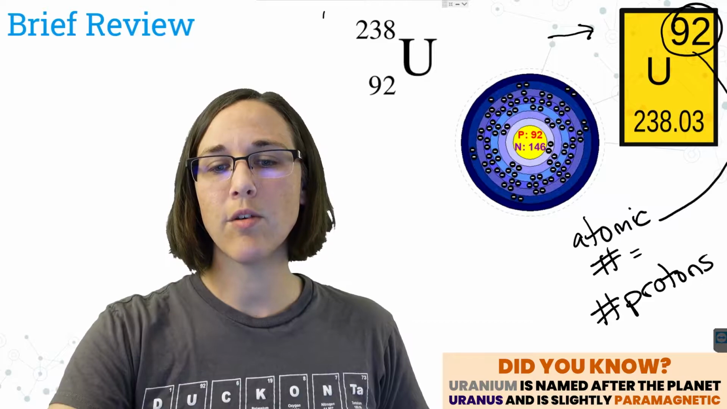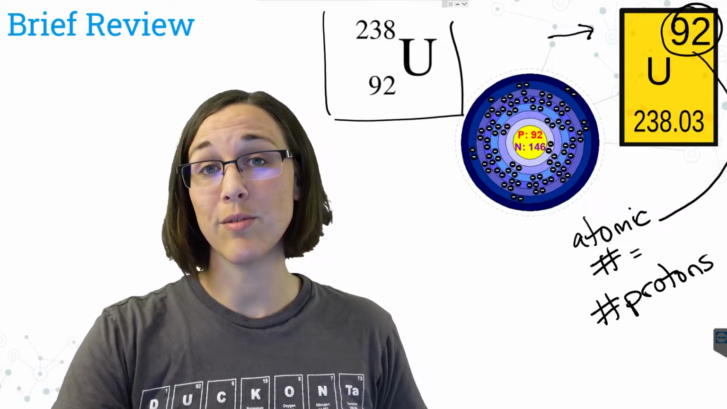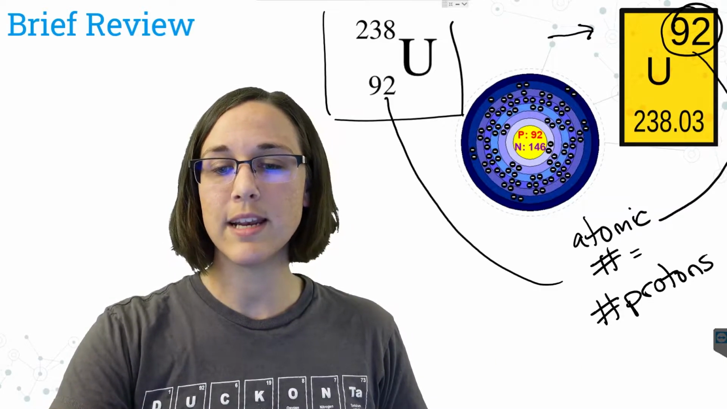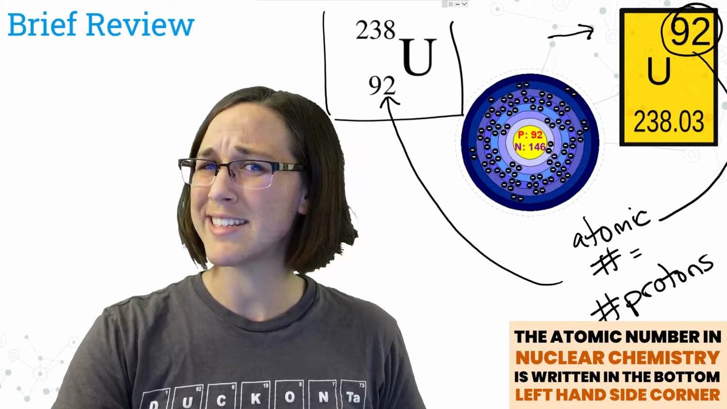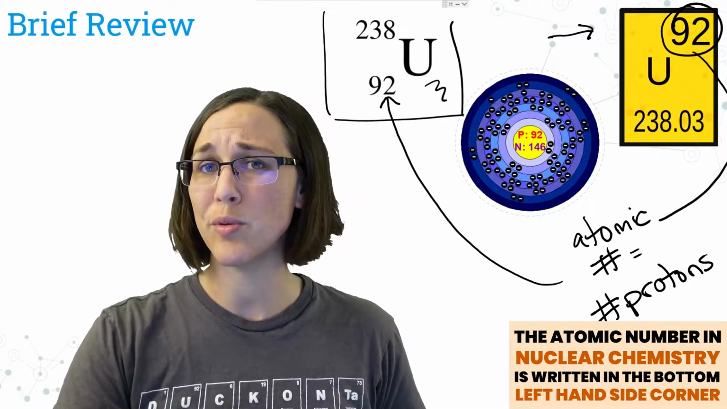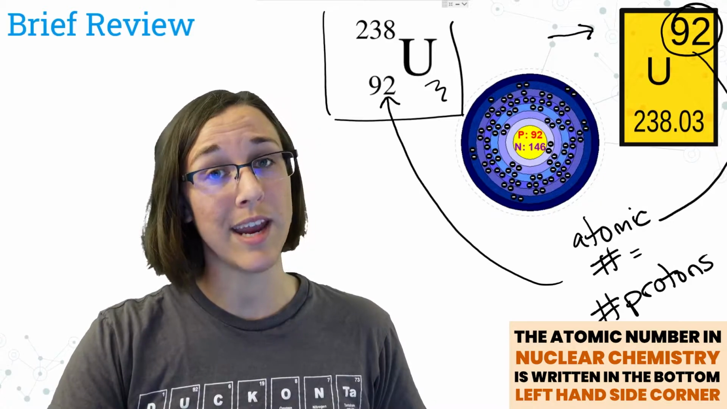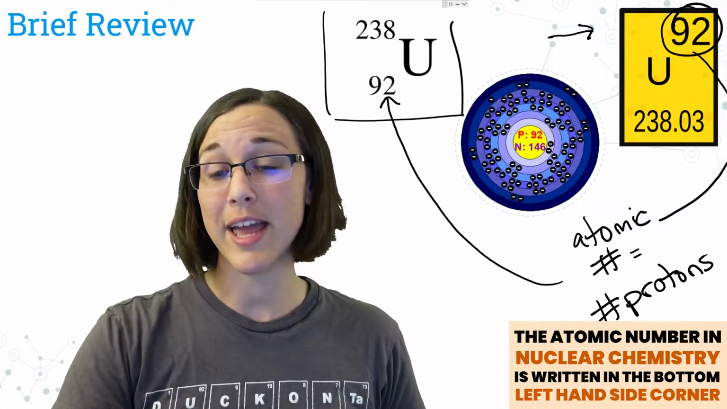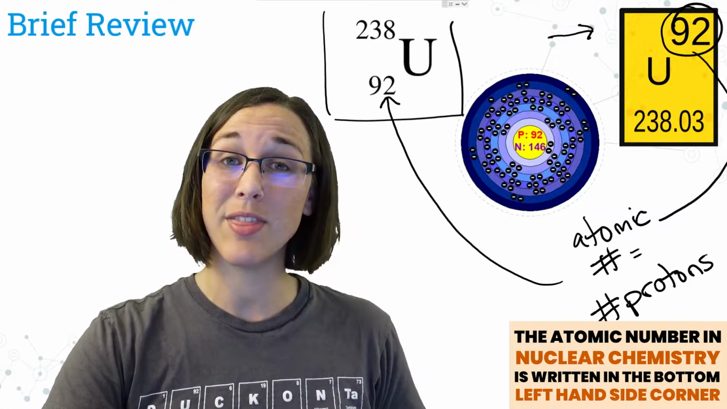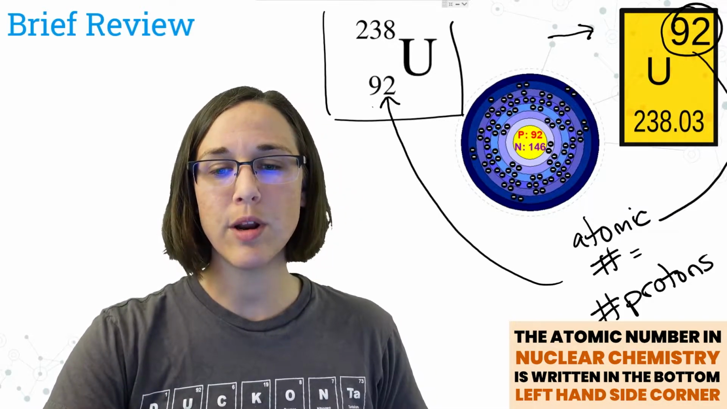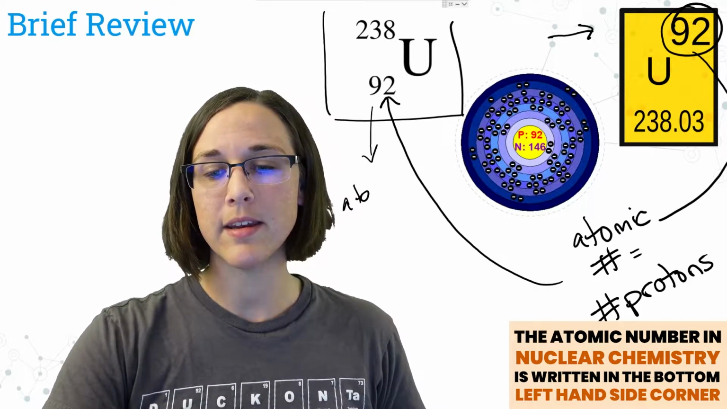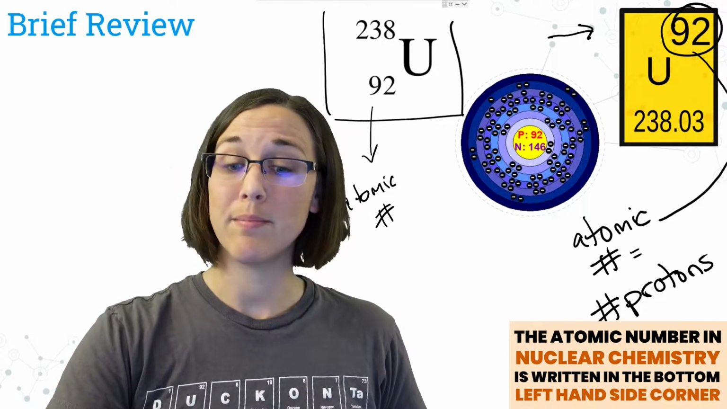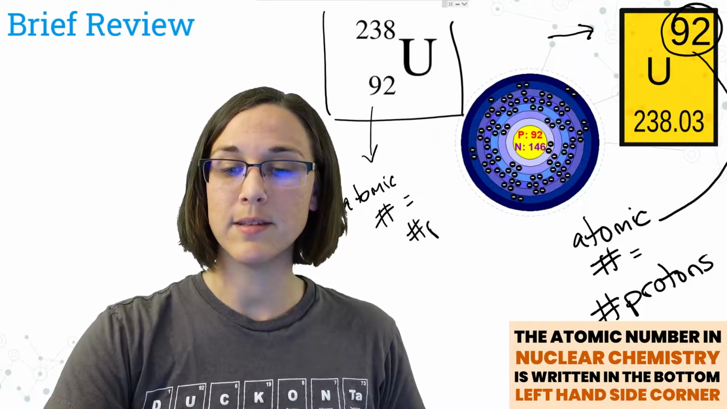Notice that when we look over at the nuclear chemistry arrangement, the 92 is written on the bottom and on the left-hand side of the element symbol U. U, of course, standing for uranium. This is standard procedure, so anytime you see 92 written on the bottom left-hand corner, we know that that must be the atomic number. And therefore, it must also be the number of protons present.